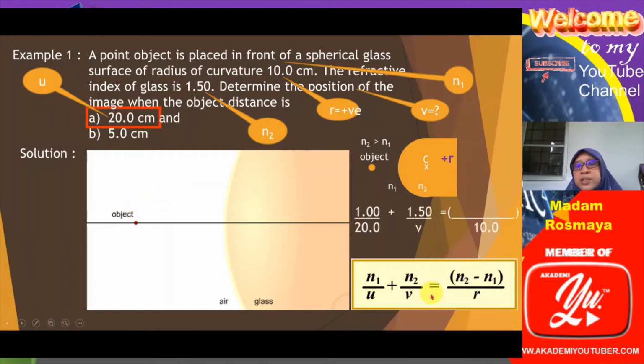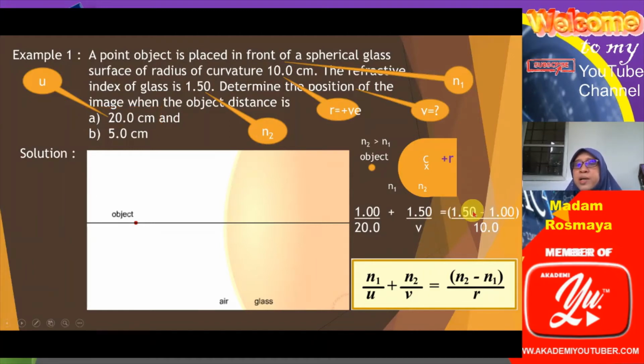Using the equation here, we substitute N1 equals 1 for air, and object distance 20 cm. N2 is glass, 1.50. We are going to find V. And N2 minus N1 is always larger minus smaller value.